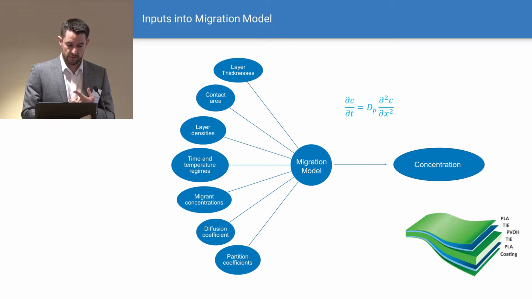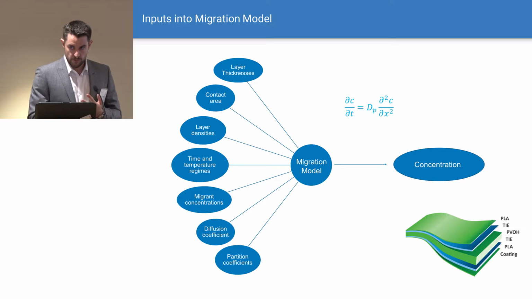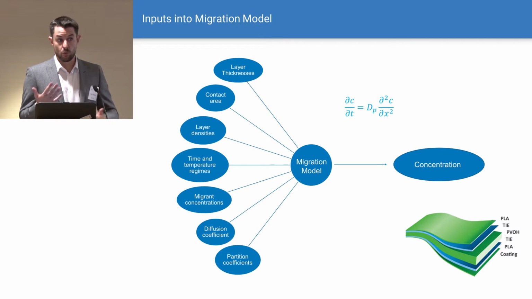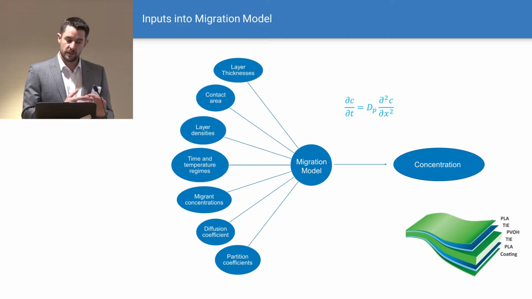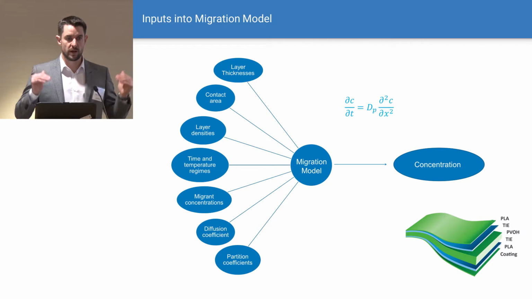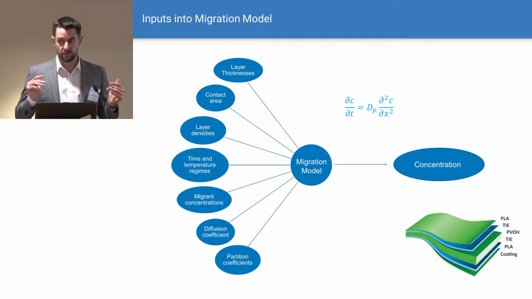You need the contact area, the densities of the different layers. Again, all of these things are generally known. You need to know the time and temperature regimes the packaging will undergo when in contact with food. You need to know the concentration of the migrant, or the substance that can be present in one or more layers. And then you need two physicochemical parameters. So one is the diffusion coefficient, and this is like the kinetic component that measures how readily a substance can move within a given layer.